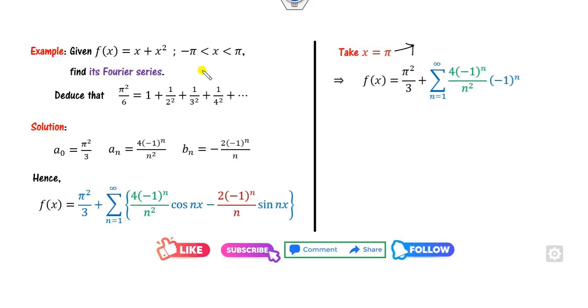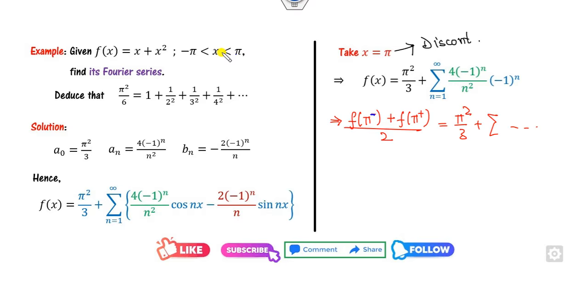Now, what is that pi? So this pi, does the pi belong to this? No. So that means pi is the point of discontinuity. So once it is a point of discontinuity, it means we need to find f negative plus f positive divided by 2. The right hand side is same as here. Now you can compute the value. Where is the pi negative? Pi negative is my here.